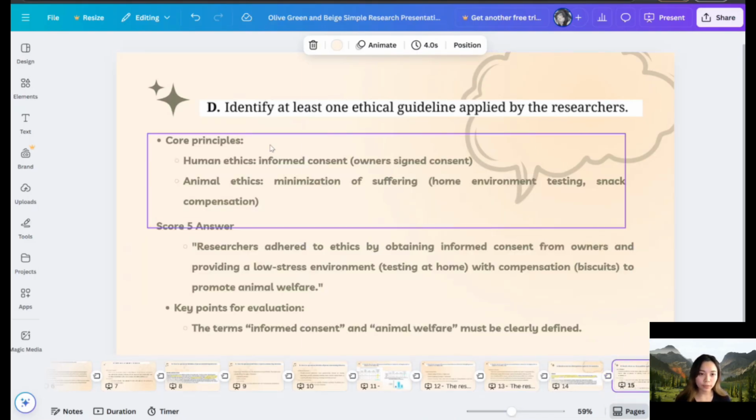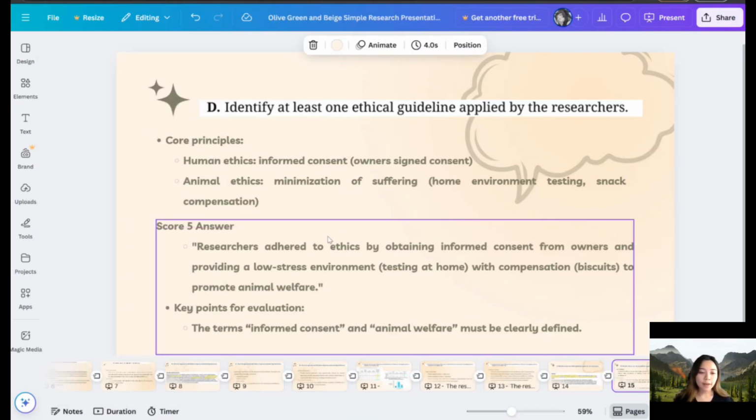Right. The core principle for that is, the human ethic is informed consent. The animal ethic is minimization of suffering. They stay in the environment they're familiar with, and they get the snack. They get the dog treats.